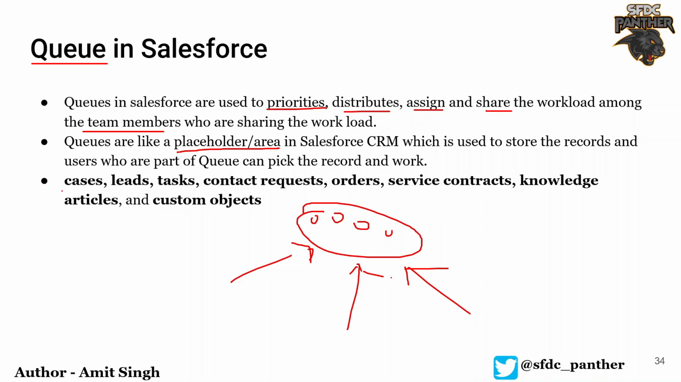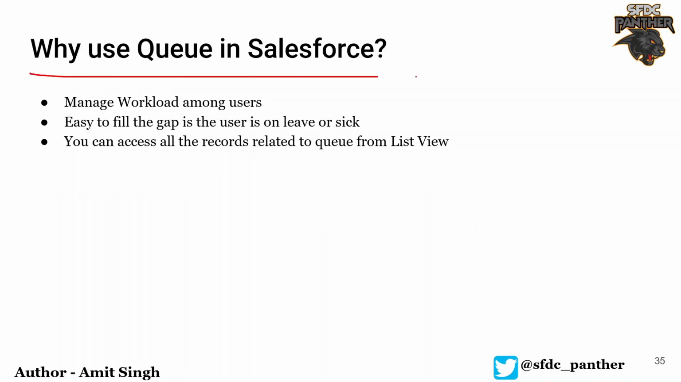These are some of the supported objects: some standard objects like case, leads, task, contact request, orders, and all the custom objects that you might create inside your Salesforce, or that some other admin has already created inside the Salesforce environment. So when to use a queue in Salesforce?